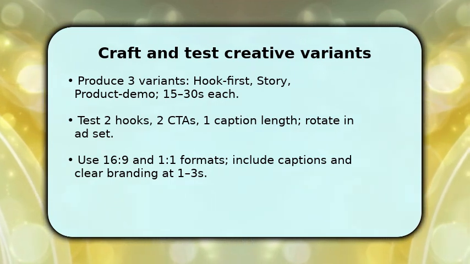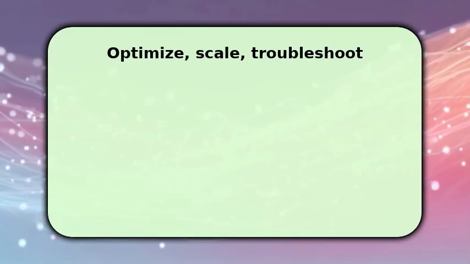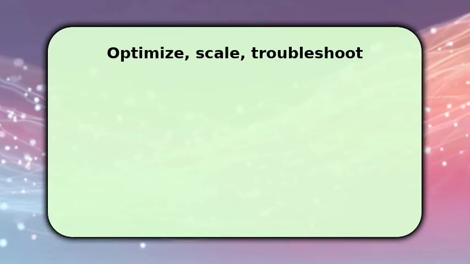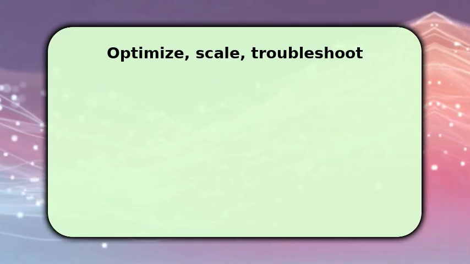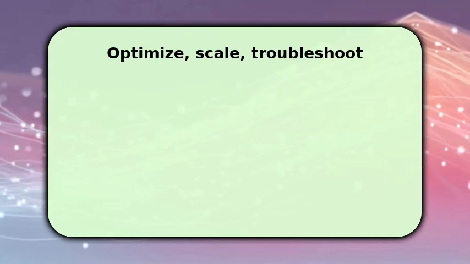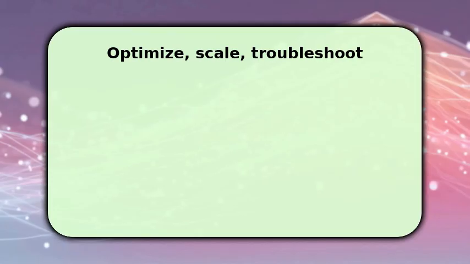Finish by optimizing and scaling the winners. You track CTR, CPC, conversion rate, and CPA, but focus on CPA and ROAS to decide actions. Once an ad converts reliably, increase its budget in 20-30% increments every 48 to 72 hours to avoid freshness loss.